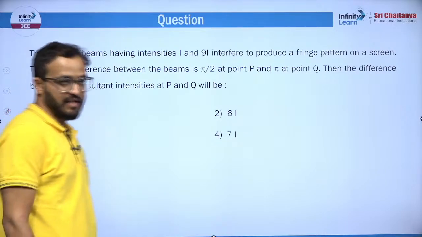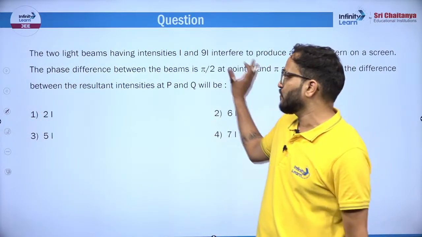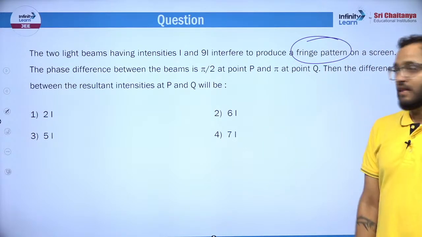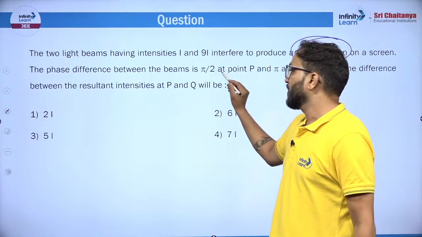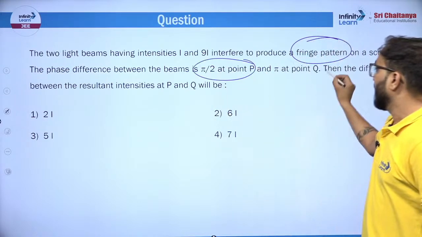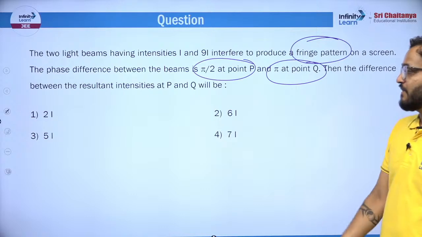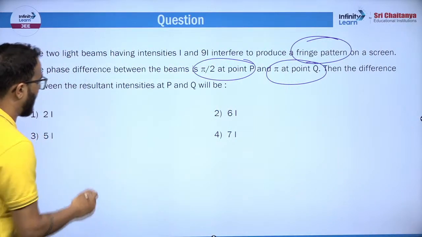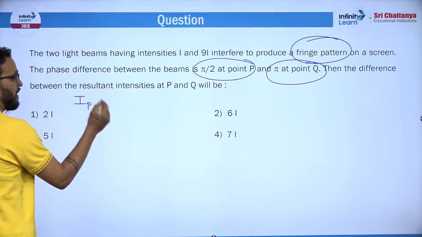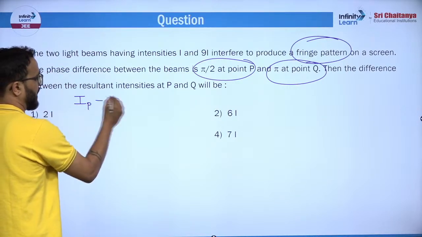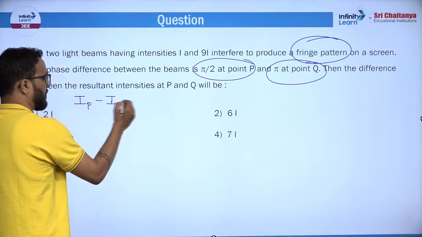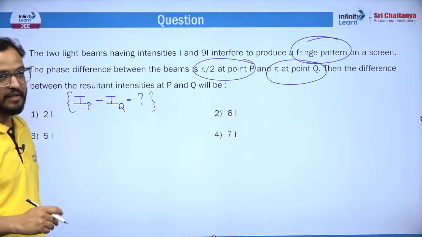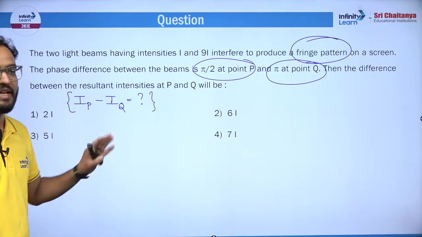Two light beams having intensities I and 9I. Again, this is a question of superposition. Interfere to produce a fringe pattern on a screen. The phase difference between the beams at a point P is π by 2 and at a point Q is π. Then the difference between the resultant intensities in P and Q. That means they first of all want us to find out what is the value of I_P. Okay. Then they want us to find out the value of I_Q, and then they want us to do this, I_P minus I_Q. This is the answer that we are seeking, right? So what we will do, very simple, very simple.